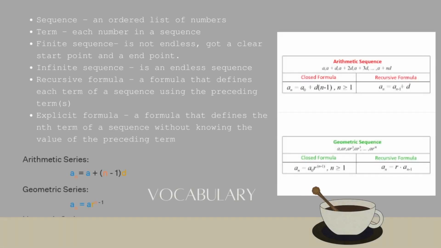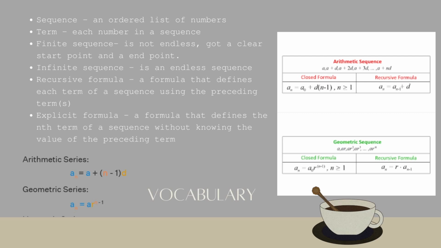Sequence means an ordered list of numbers. Term means each number in the sequence. An infinite sequence is an endless sequence, while a finite sequence is the opposite one.